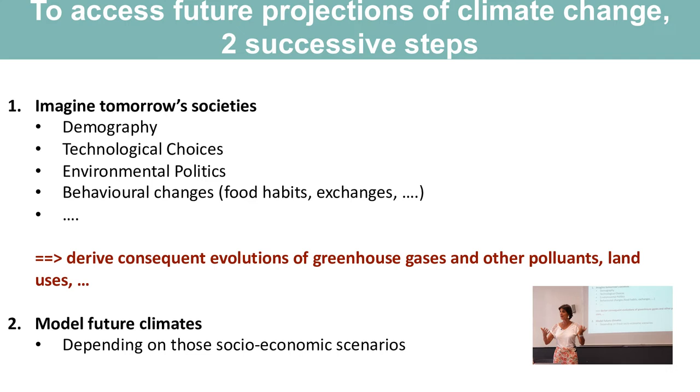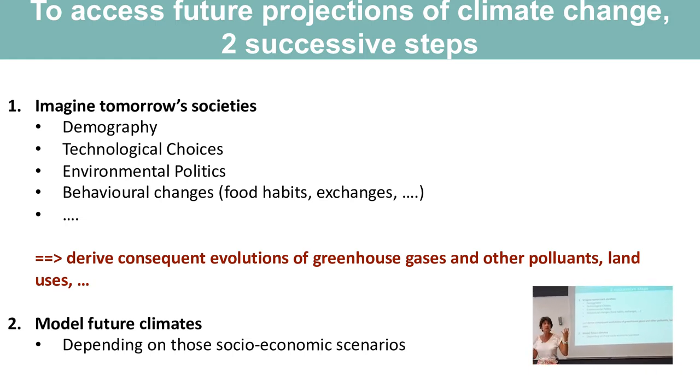And then from those different trajectories, they derive evolutions of greenhouse gases, evolution of pollutants, evolution of emissions, of course, evolutions of how we will use the land. Are we going to have more or less agricultural land, more or less forests, more or less cities? And we put all this information in our climate model, and then we run our climate model for the future. So we come really at the end of the work, because there is all this that needs to be done.